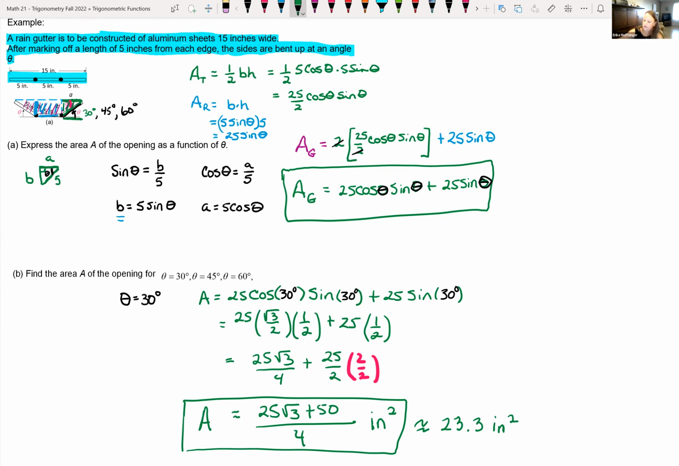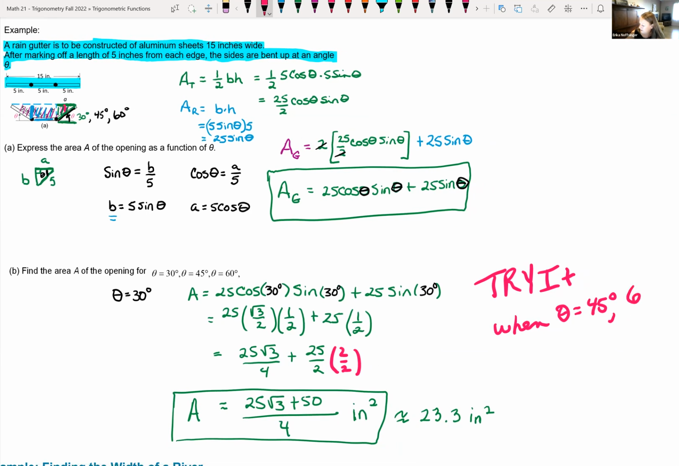Okay, so I'm going to have you try it when theta equals 45 degrees and 60 degrees. So do it without a calculator first.